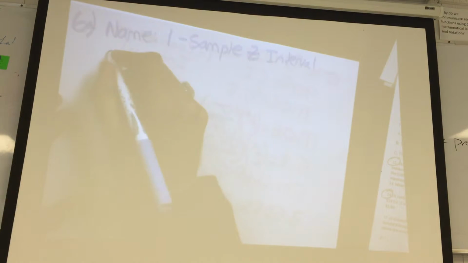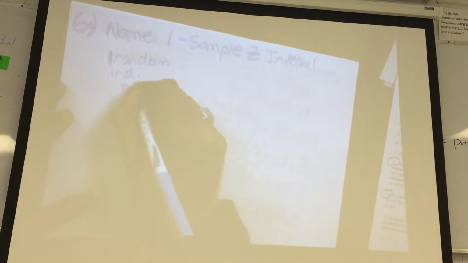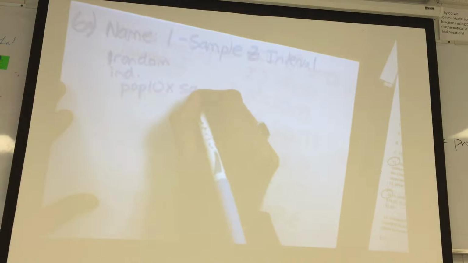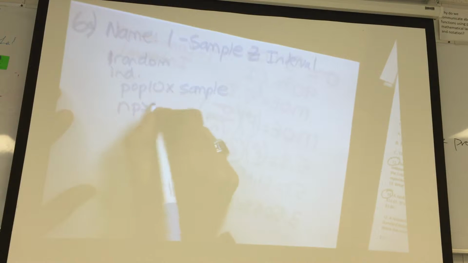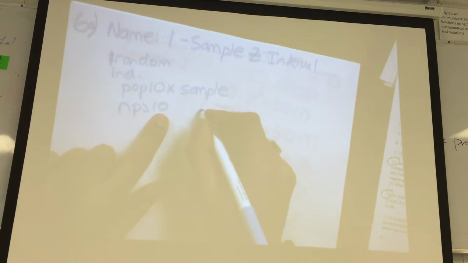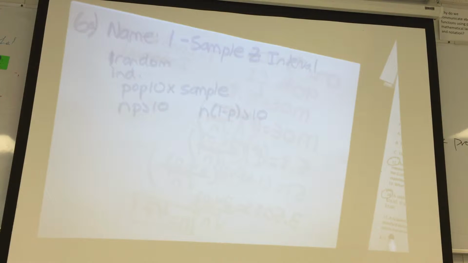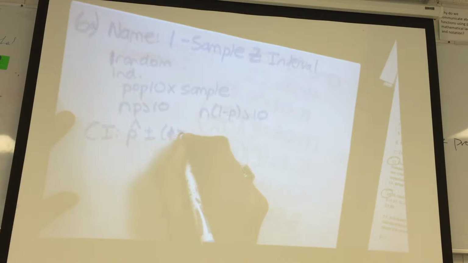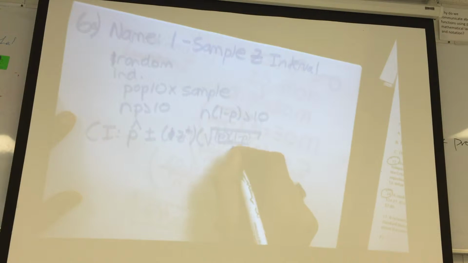Then the conditions, of course: random. I won't belabor the point here. Independent: population is 10 times the sample. And of course, np greater than 10, the number of successes bigger than 10, and n times 1 minus p bigger than 10, the number of failures. All those conditions were met. Then we just needed the confidence interval: p hat plus or minus z star times the square root of p times 1 minus p over n.